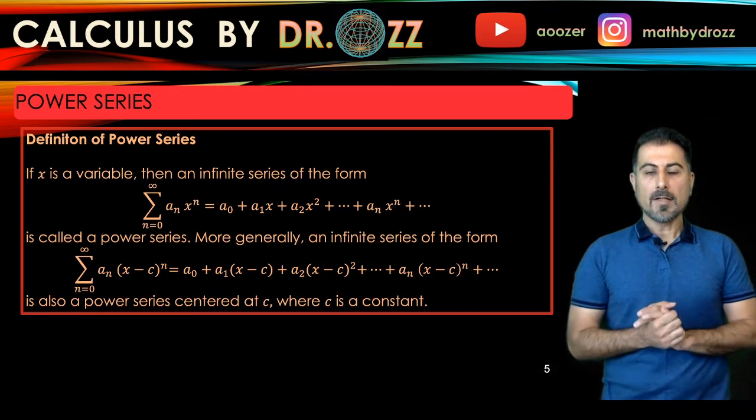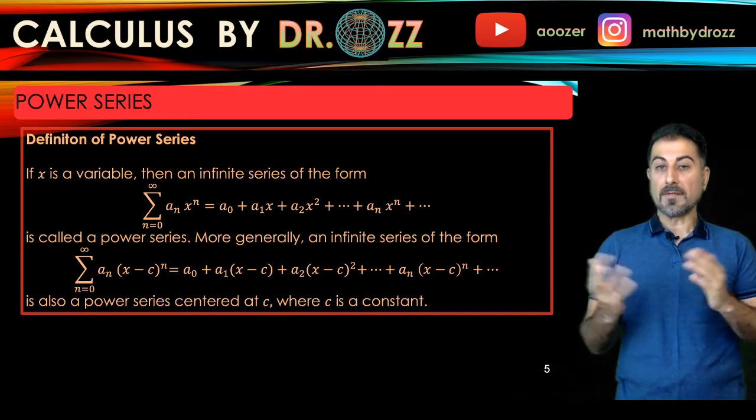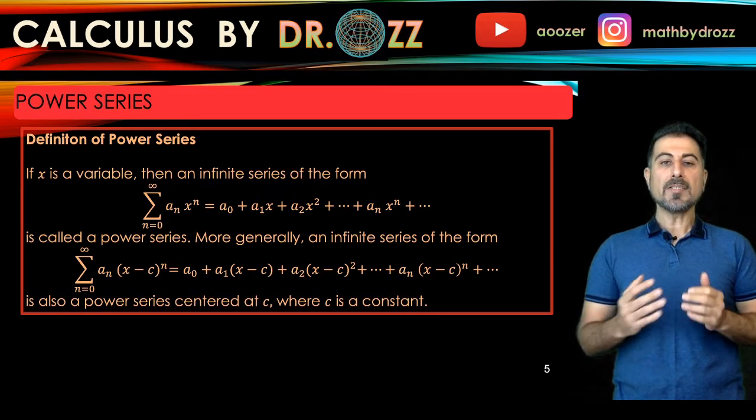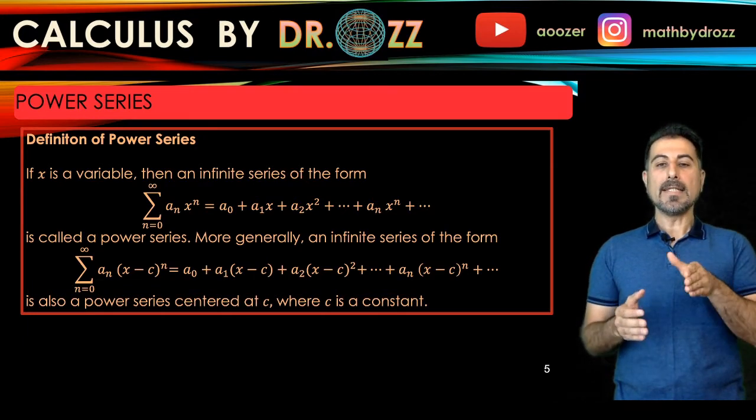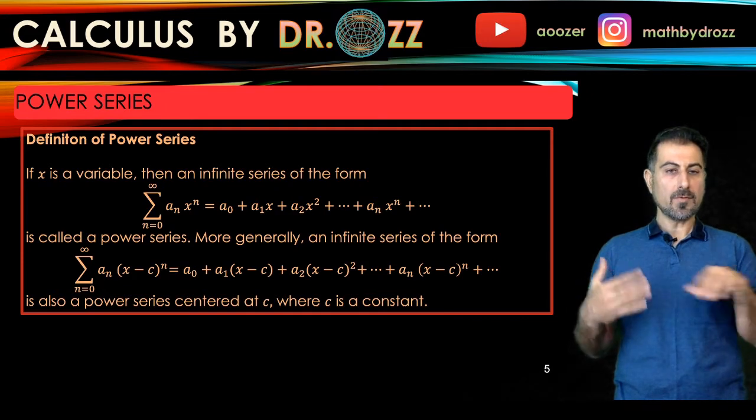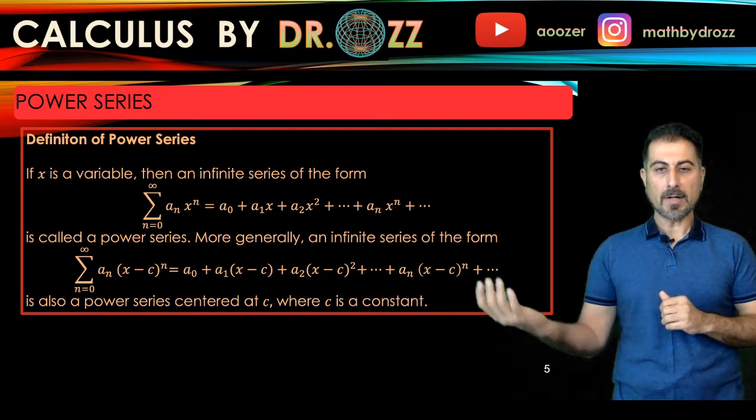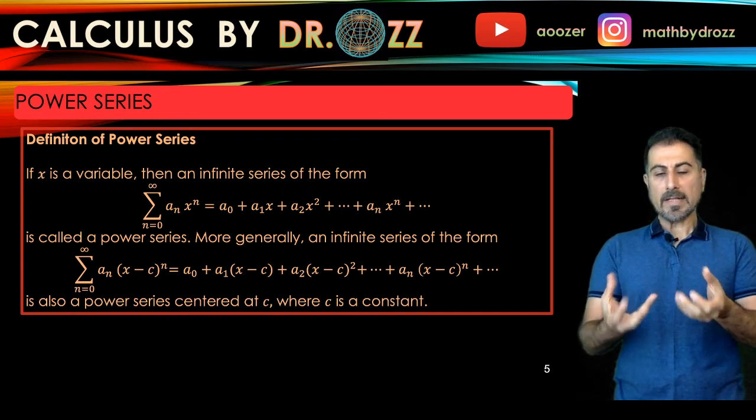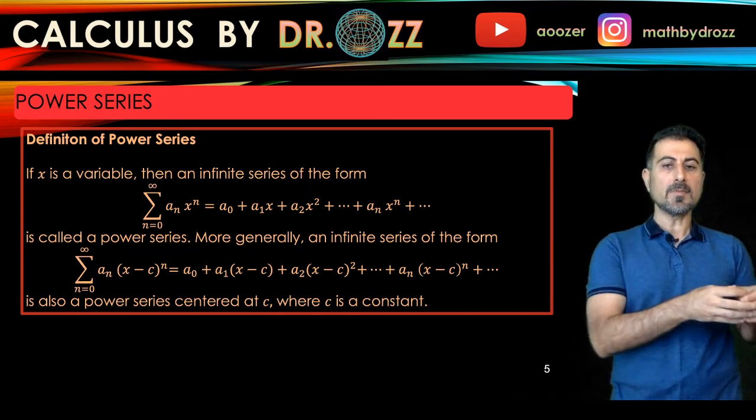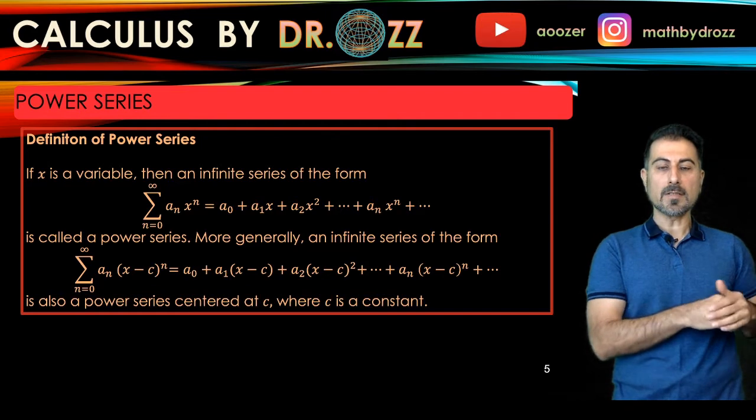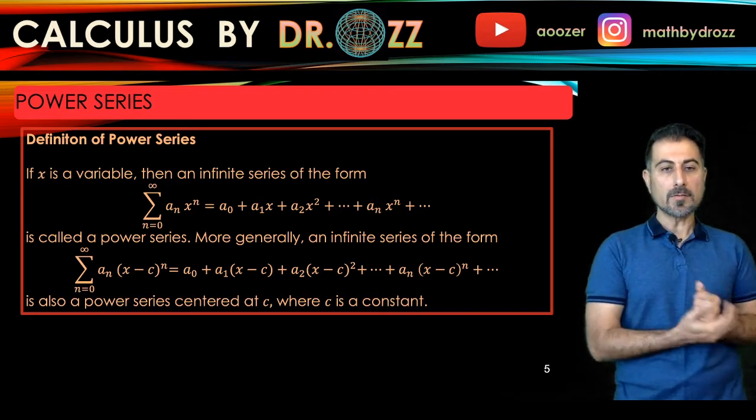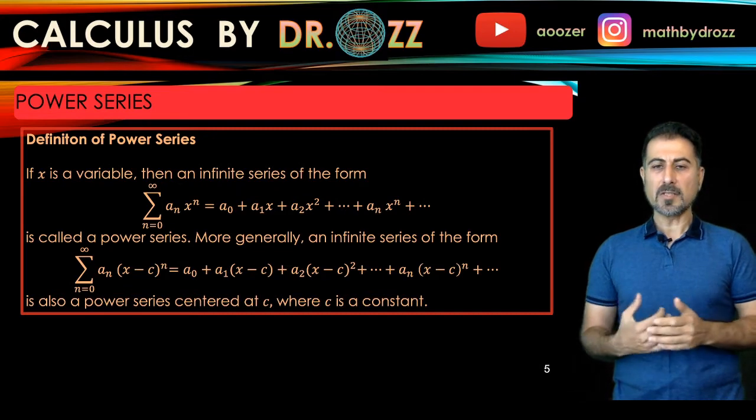Here is the definition of power series. If you have x being a variable, then an infinite series of the form a sub n x to the n, and if you expand it out for n starting from 0 going all the way to infinity, you have a0, a constant, plus another constant times x, plus a2, another constant times x squared, and all the way to a n x to the n, and it goes all the way to infinity. So this is called a power series.